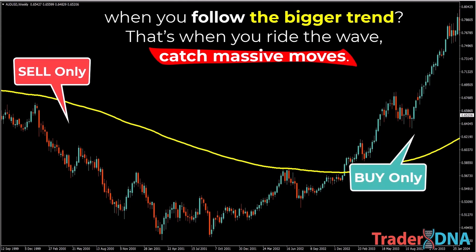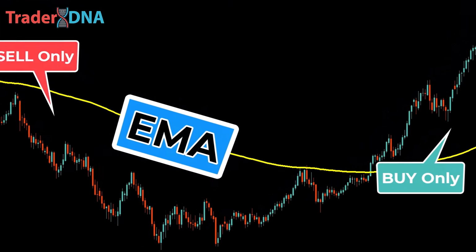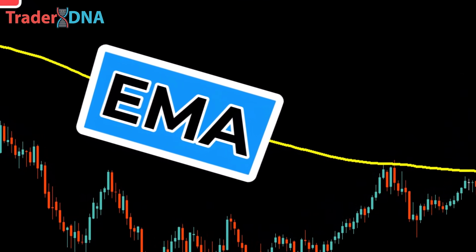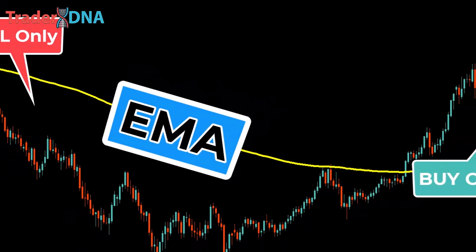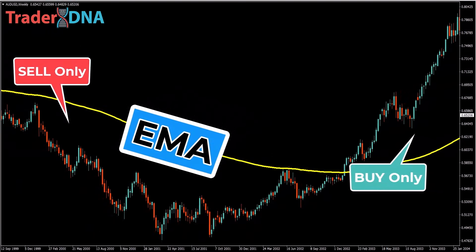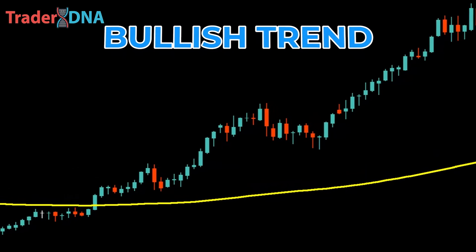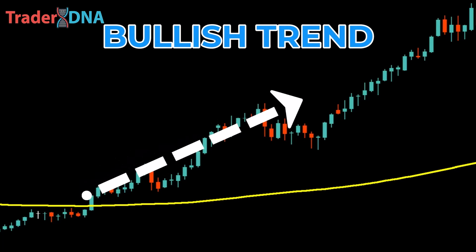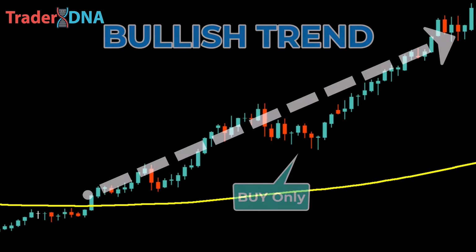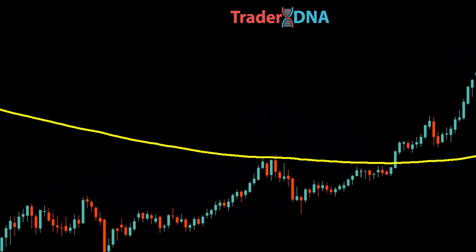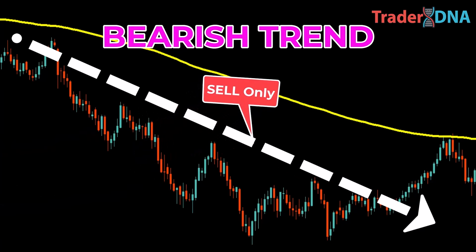So let's break it down in the simplest way possible. The EMA is one of the most popular tools traders use to figure out the overall direction of the market. And here's how it works. It's just a line on your chart that reacts faster to price than a regular moving average. Now, if the price is moving above that EMA line, boom, that's a bullish trend. The market's pushing upward, buyers are in control, and your best chances for profit are going long. If the price is below the EMA line, that's a bearish trend. Sellers are dominating, the market's falling, and short trades make way more sense.